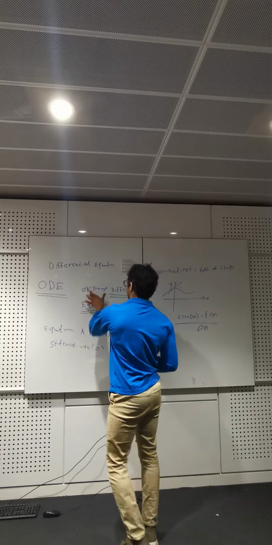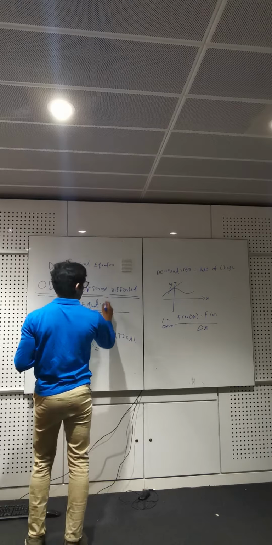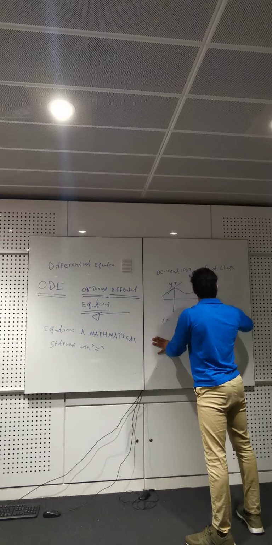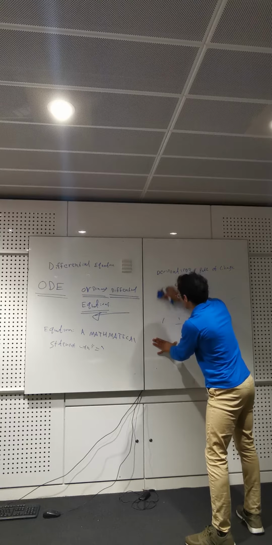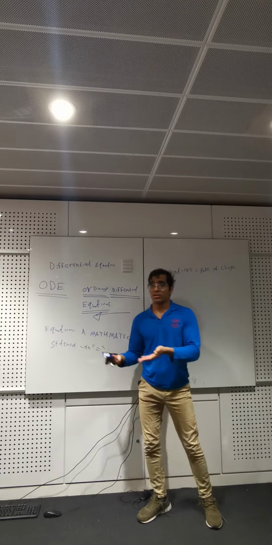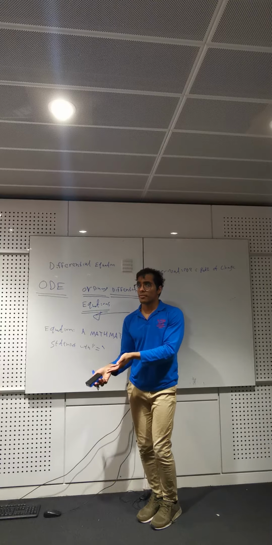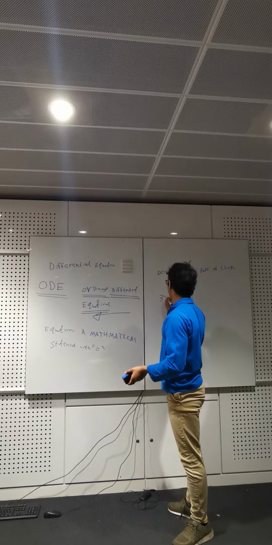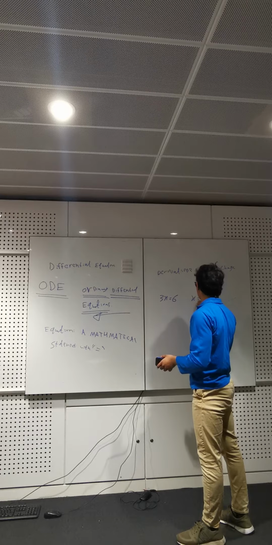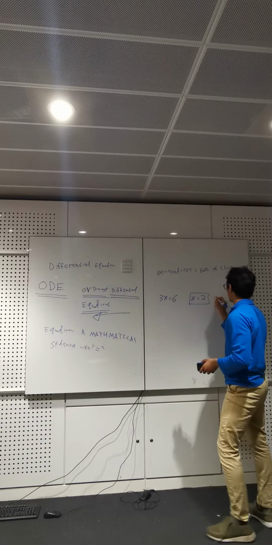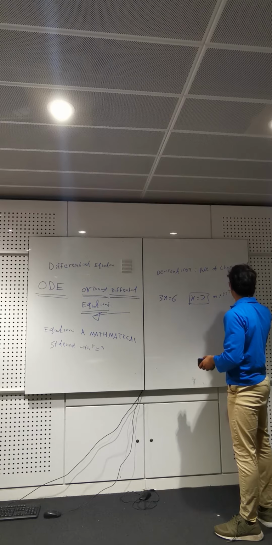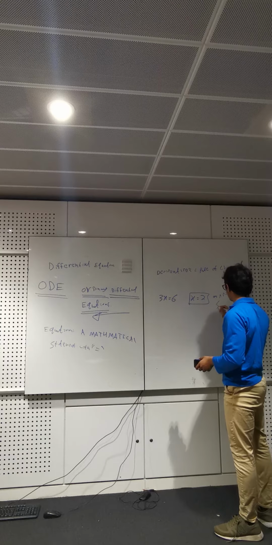And the last thing is ordinary. Once we talk about functions, we have two types of equations. With algebraic equations, we want the solution to be numbers. For example, 3x is equal to 6. We want the solution to be x equal to 2. So we are looking for an arithmetic solution.